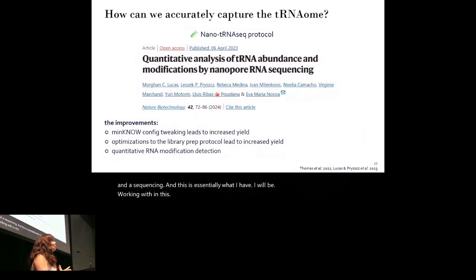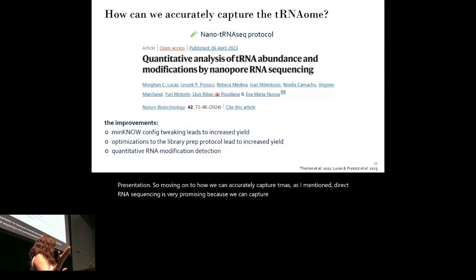So moving on to how we can accurately capture tRNAs. As I mentioned, direct RNA sequencing is very promising because we can capture both the sequence information and the modification information. In this case, Nanopore, the technology itself was very biased towards longer reads. So all of the short reads, and tRNAs are particularly short, were discarded. So there was a need to create a custom protocol in the end that can accurately enrich for the tRNAs, and we can sequence them.